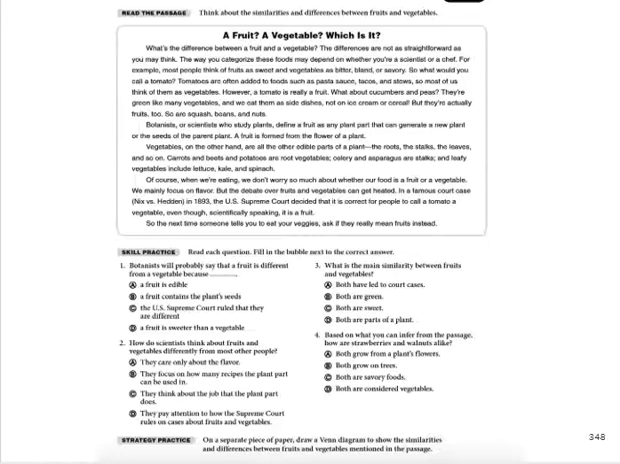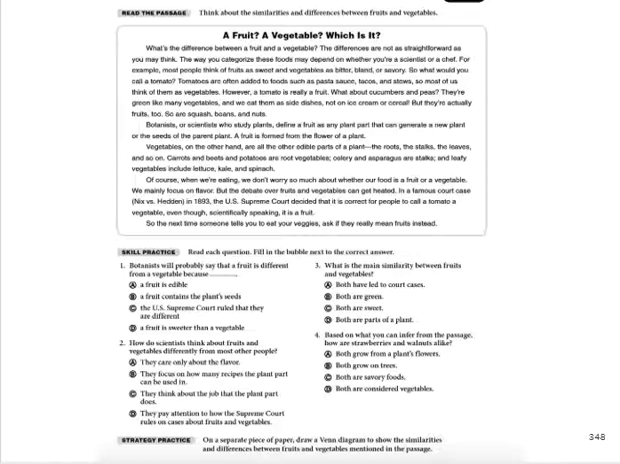Botanists, or scientists who study plants, define a fruit as any plant part that can generate a new plant or the seeds of the parent plant. A fruit is formed from the flower of a plant. Vegetables, on the other hand, are all the other edible parts of a plant: the roots, the stalks, the leaves, and so on. Carrots and beets and potatoes are root vegetables. Celery and asparagus are stalks, and leafy vegetables include lettuce, kale, and spinach.